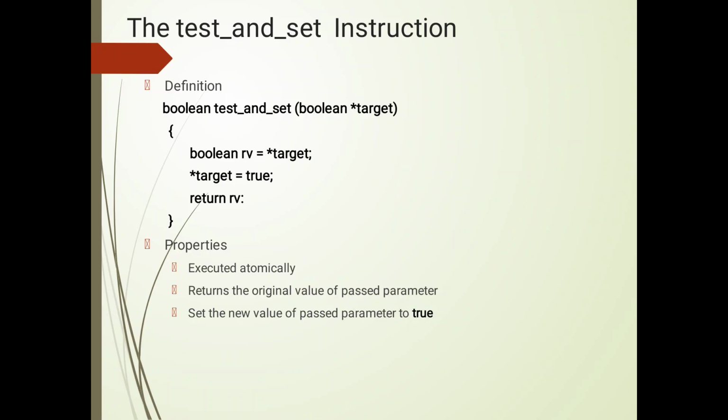The test-and-set instruction is defined with a boolean return value. These instructions are executed atomically and return the original value of the passed parameter, then set the new value of the passed parameter to true.